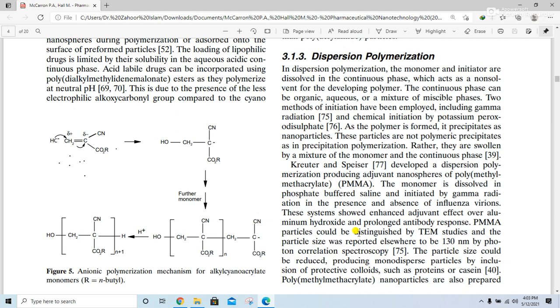Polymethyl methacrylate particles could be distinguished by TEM studies, and the particle size was reported elsewhere to be 130 nanometers by photon correlation spectroscopy. The particle size could be reduced, producing monodispersed particles, by inclusion of protective colloids such as proteins or casein.